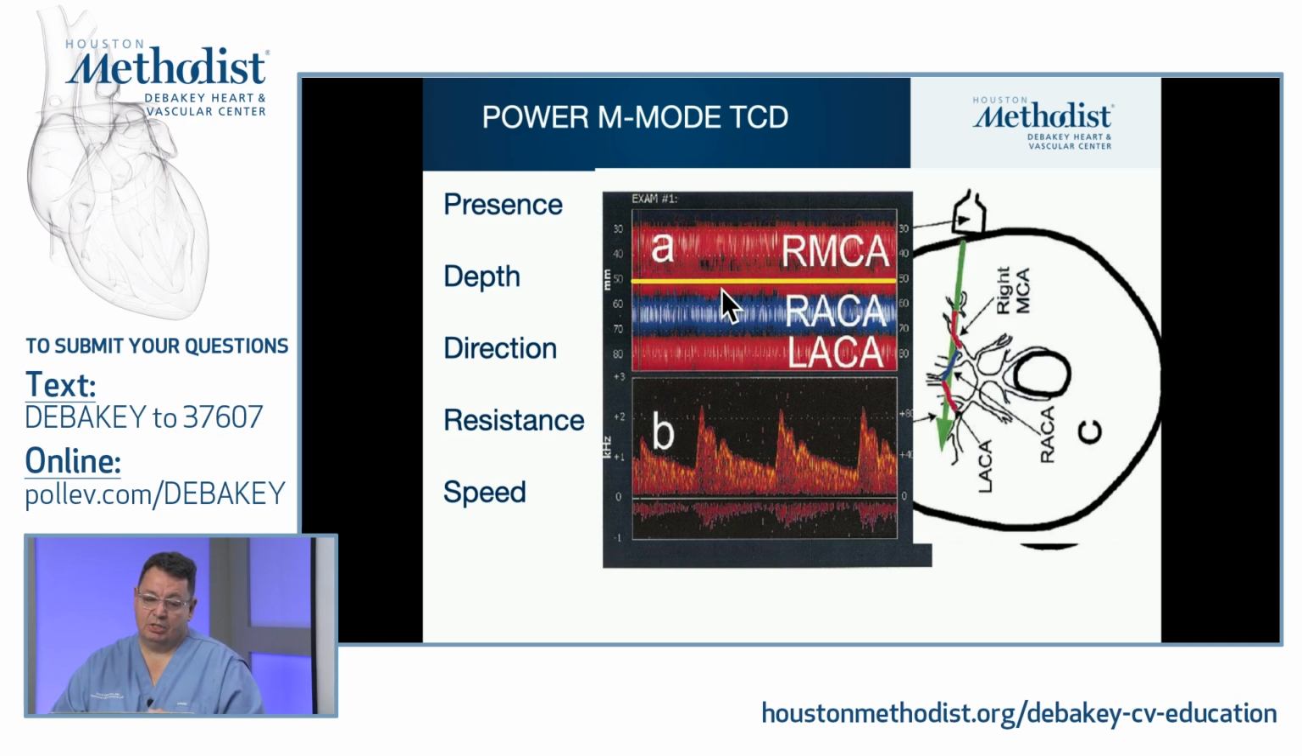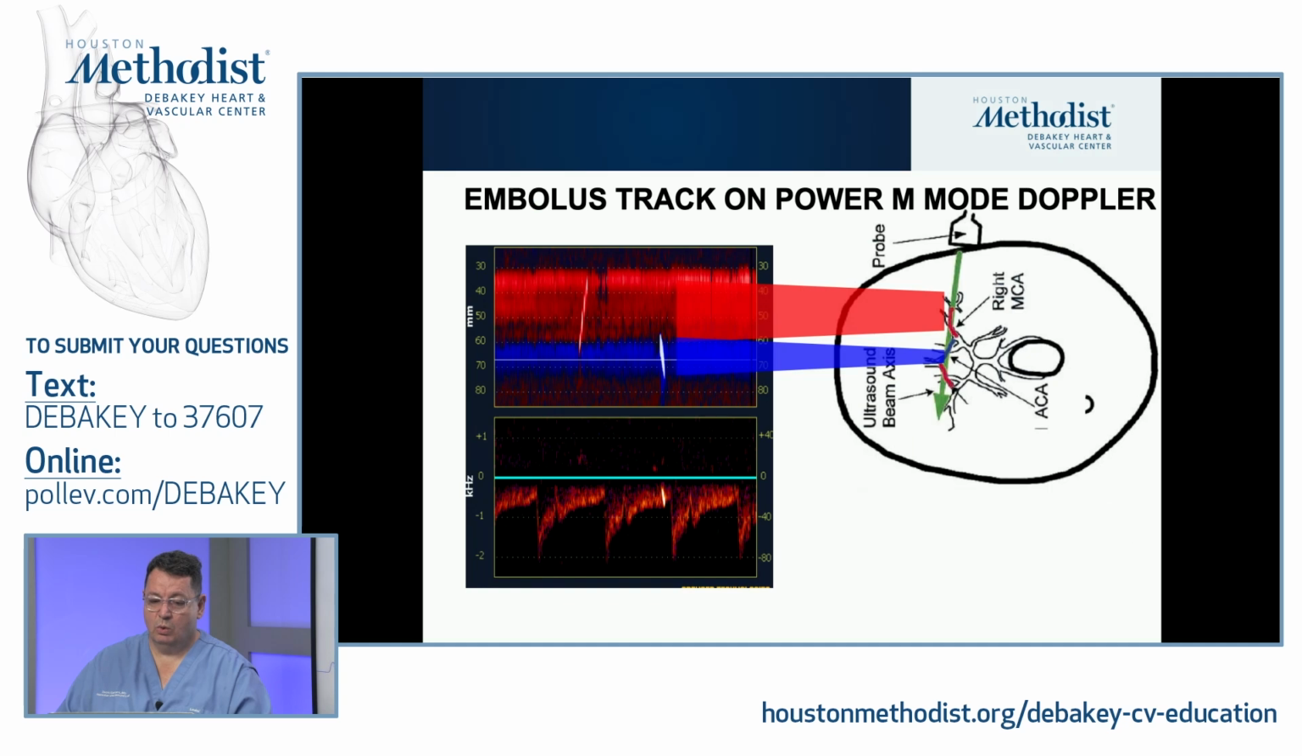But again, first DDR: depth, direction, and resistance. So continuous means low resistance. You have a good diastolic flow here. Depth is in millimeters, and direction: red is towards you, blue is going away, and you cannot invert it here. So just get used to this screen because you're going to see it a lot today, whether you're watching me live or reviewing this recording.